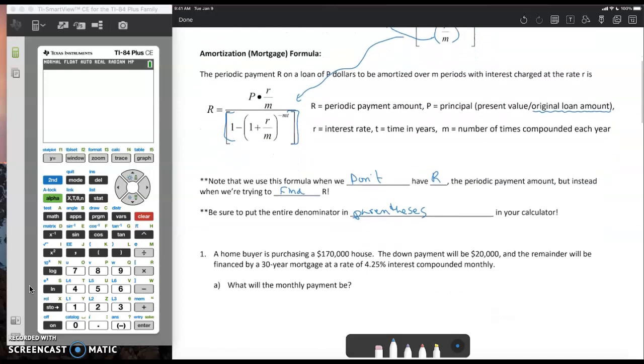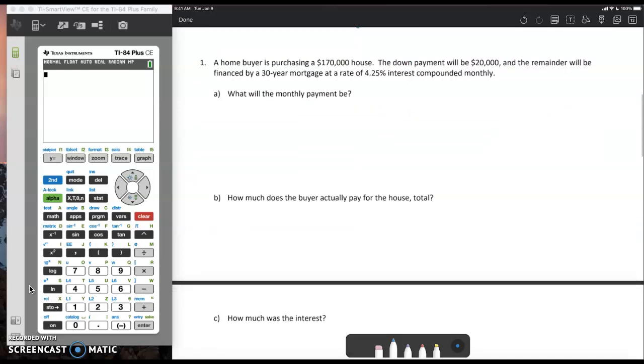Okay, let's put this into practice. A home buyer is purchasing a $170,000 house. They're going to put $20,000 down, and the remainder will be financed by a 30-year mortgage at a rate of 4.25% interest compounded monthly. This is fairly typical. The question is, what will the monthly payment be? I can tell right now I am looking for a big R, this periodic payment amount.